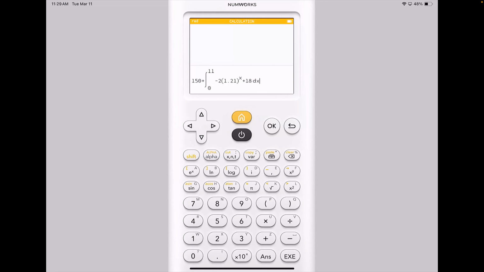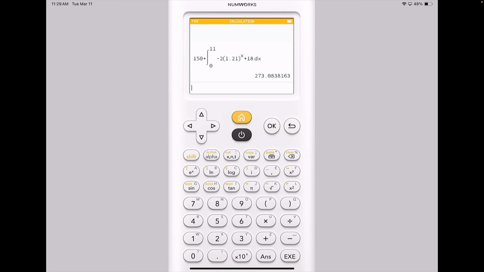Okay. What I usually do is I do that first. I don't like to put too many things in. The calculator is able to do it, but I just like to put two at a time. So I'm going to do that first. This is not going to be my total answer. This is just going to be 150 plus the integral, okay? And then I have to subtract P of T. All right, so that's that so far.